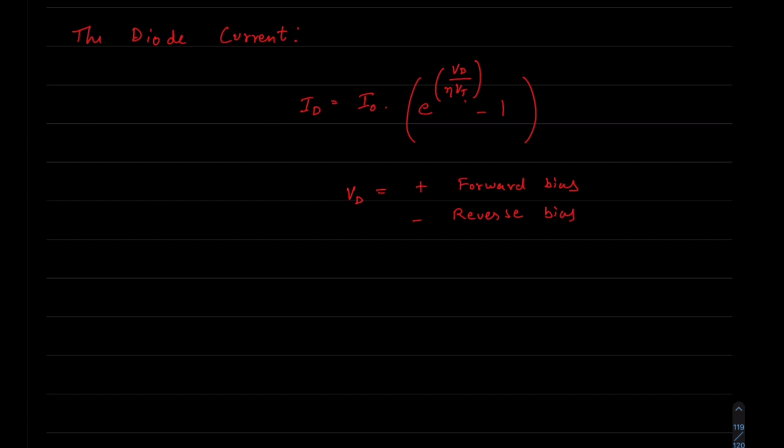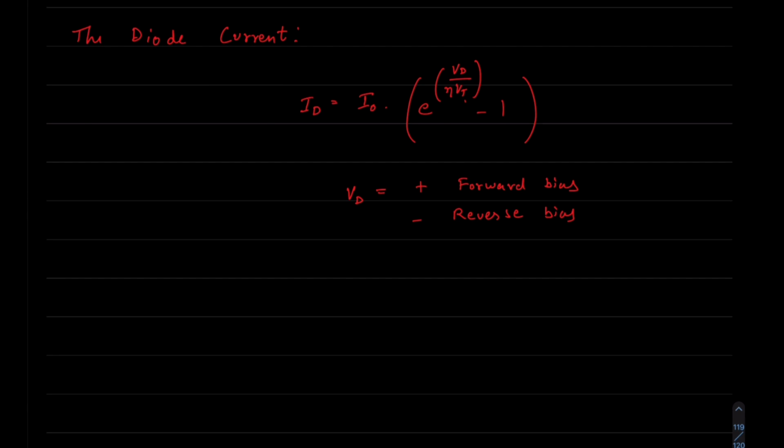The derivation of this equation is extreme and out of our scope. If you want to learn that, go to electrical engineering, which I'm sure not many are doing. But yeah, VD is the applied bias voltage. VT is our voltage due to the temperature.